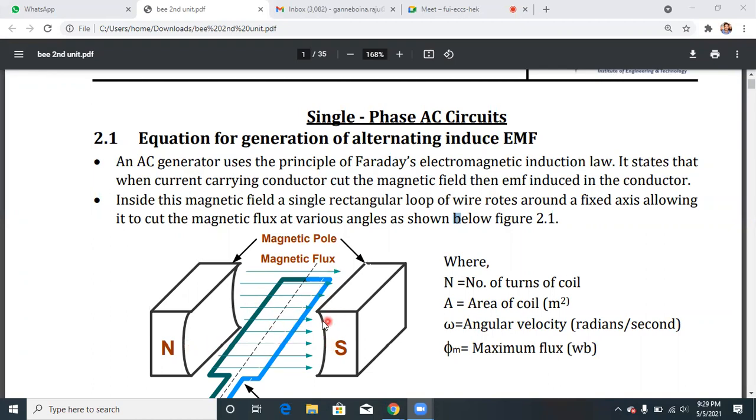The magnetic flux direction is always from north to south. Here is the north pole and here the south pole. Here this is called current. This is called the conductor or coil. This is called one turn.